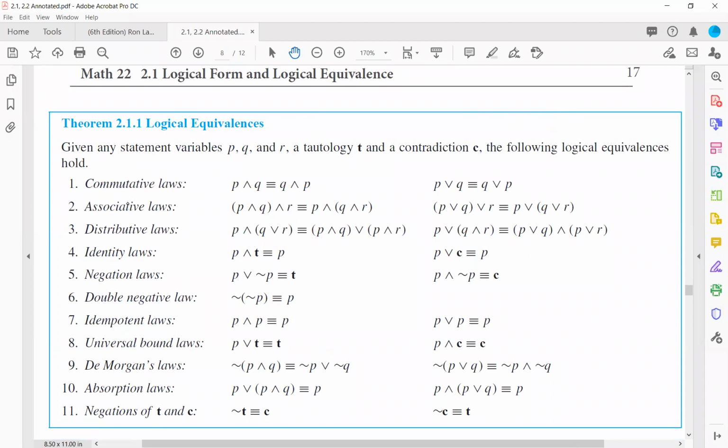Associative law: (P and Q) and R is the same as P and (Q and R). The same thing for the OR operator: (P or Q) or R is the same as P or (Q or R).